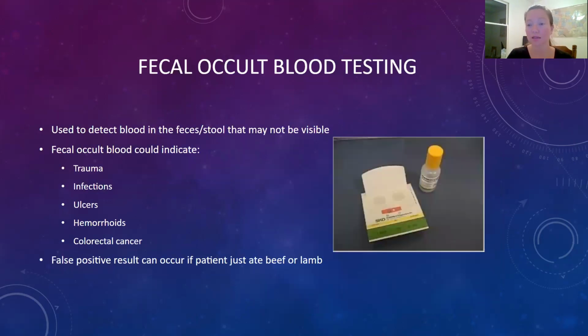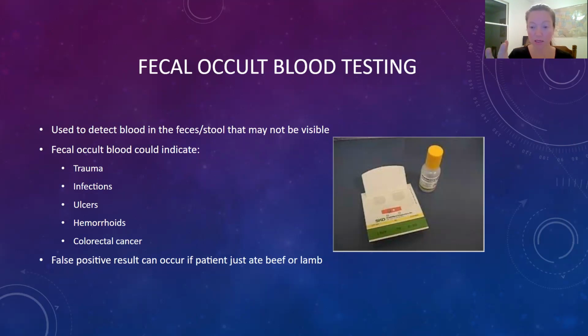Fecal occult blood testing is another way to test that you might be involved in as a phlebotomist. Blood that is found in the feces or stool that might not be visible to the naked eye is found by doing some different occult blood testing. If there's blood in the stool, this could be a sign of infection, an inflammatory condition, trauma, ulcers, cancer, hemorrhoids.